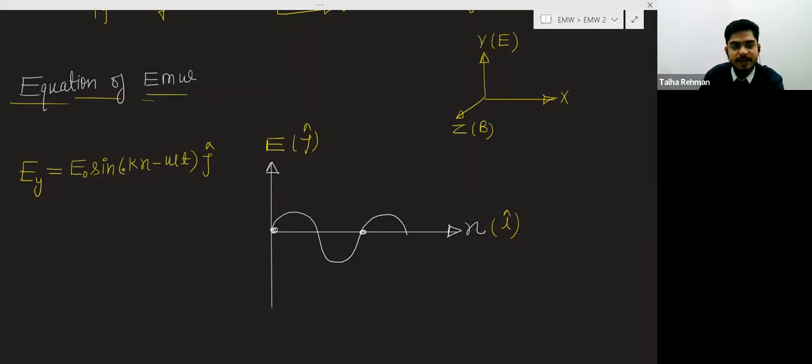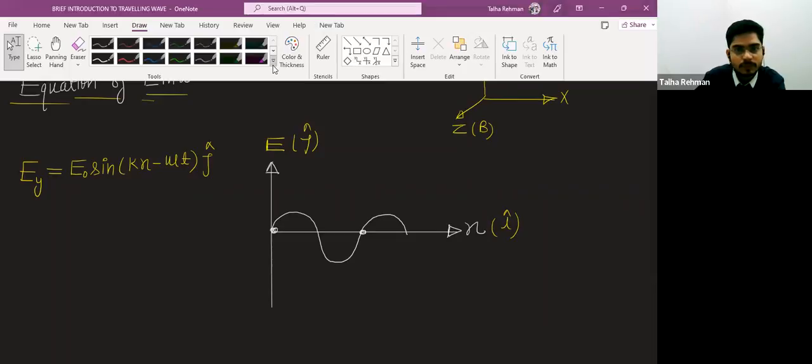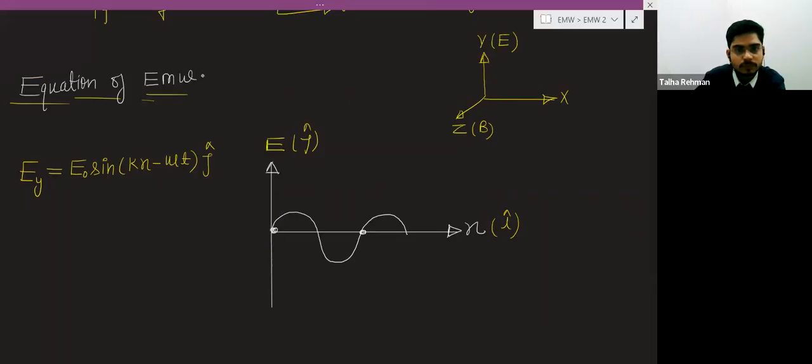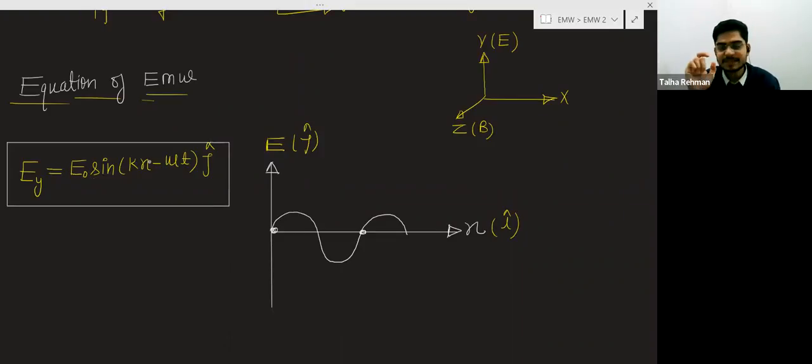Now we will modify it. What does this wave indicate? The kx, with x, represents that the wave is propagating along the x axis, and this j cap represents that the electric field vector is oscillating along the y axis. Now we can modify it.